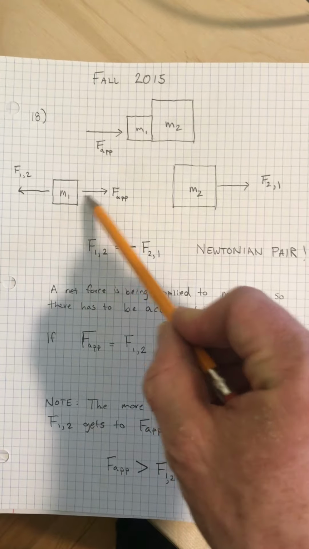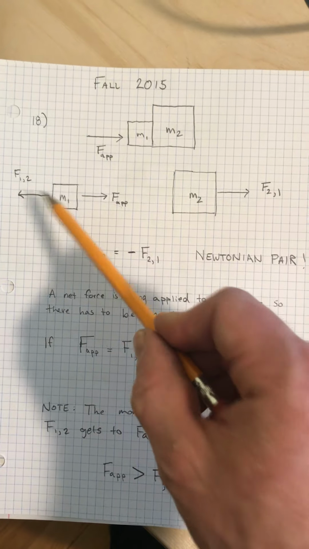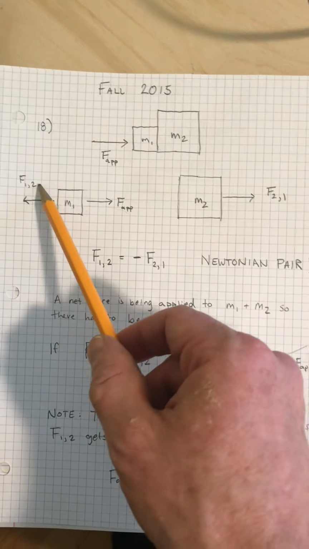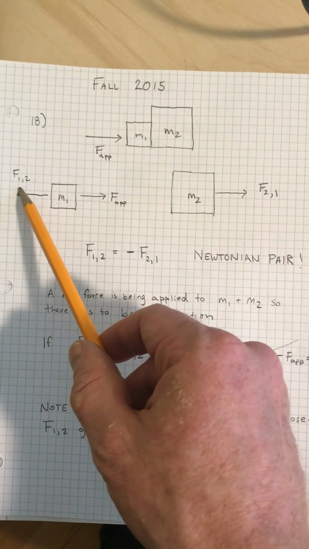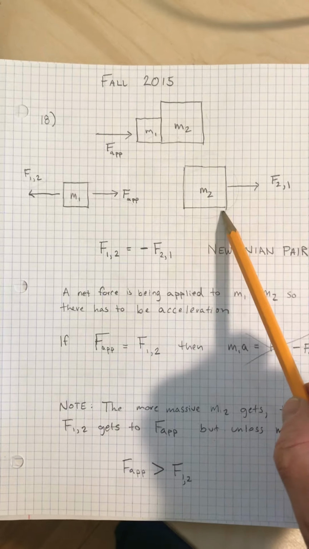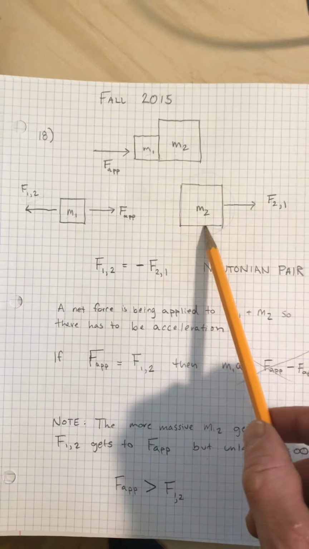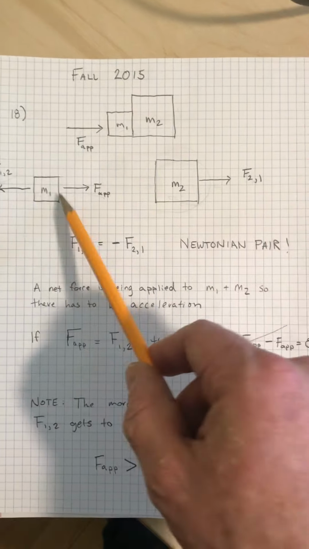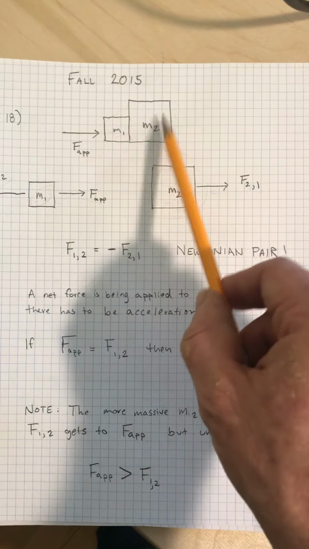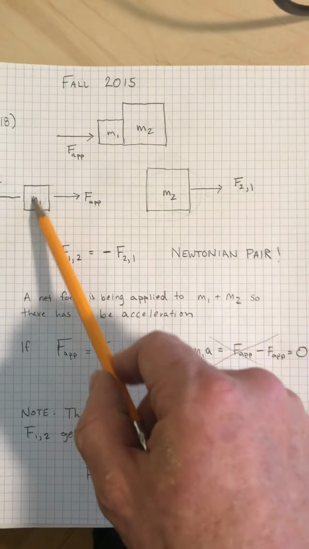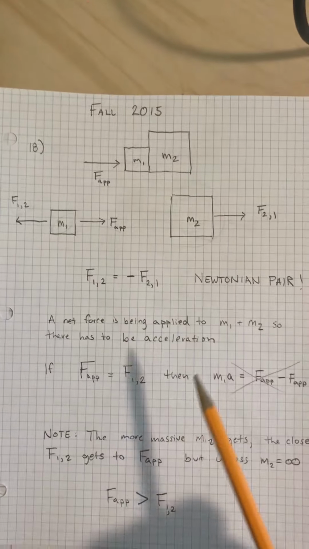So M1 is going to experience the force applied to it. And it's also going to experience the normal force of M2 pushing against it. So I write this as the force on 1 by 2. And M2 is not in direct contact with the applied force. The only force it sees is the force on 2 by 1. It's the normal force of mass 1 pushing against it. So this sees the force of mass 1 pushing against it. This sees the force of mass 2 pushing back against it.